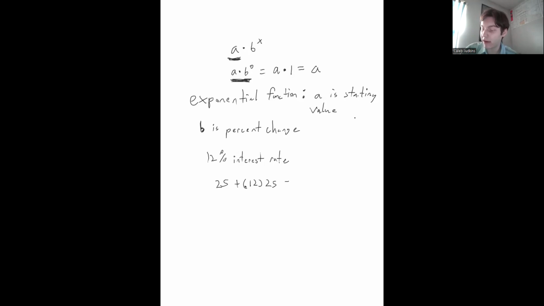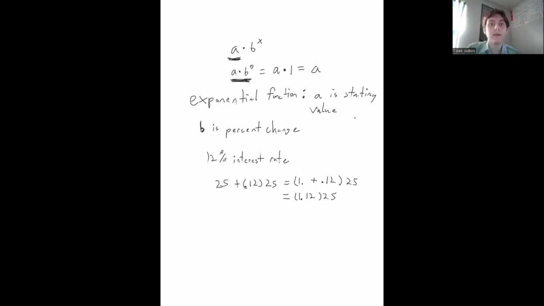But how do we write increasing by 12% as a single number? I can factor a 25 out of both terms here, and this is 1 plus 0.12 times 25. As a single decimal, this is 1.12 times 25. All I'm articulating here is that if this is increasing by 12% every year, then we take 1.12 times 25 for the first year.